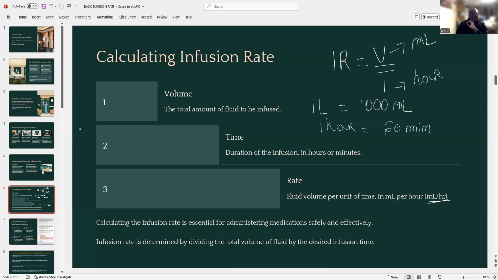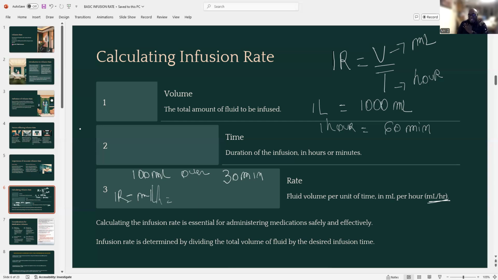And the easy way, let's say they say infuse 100 milliliter over 30 minutes, and they want you to solve to find the infusion rate in milliliter per hour. All right, so you know you've got to do volume over time. Your volume is 100 milliliter. Your time is 30 minutes.